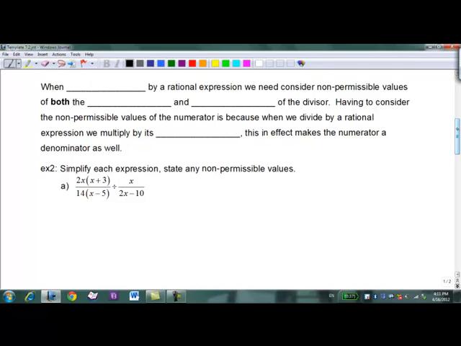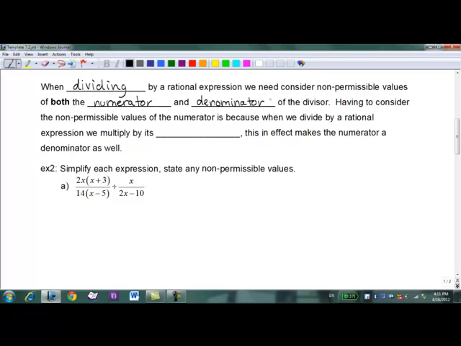So one of the problems though that we run into is when we divide. When dividing by a rational expression, we need to consider non-permissible values of both the numerator and denominator. When we typically talk about non-permissible values, we are only looking at the denominator. Now the problem here is that when we're dividing by a fraction, if you think about regular old fractions, what we do is we take the reciprocal of that fraction, we flip it, and we multiply by that. So suddenly the numerator becomes the denominator. So we have to consider those non-permissible values.